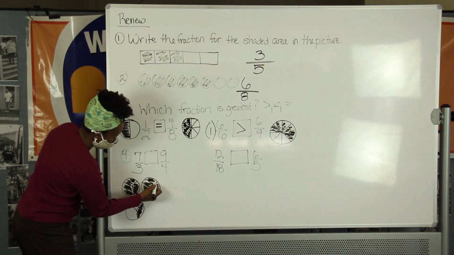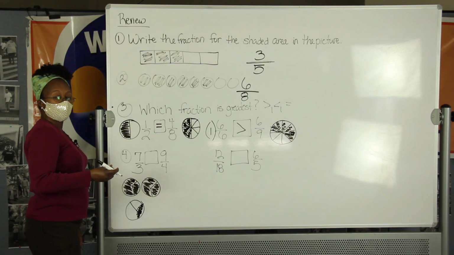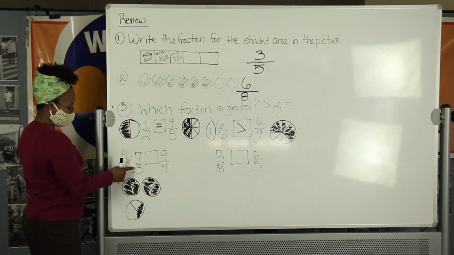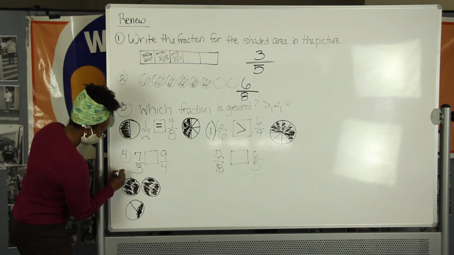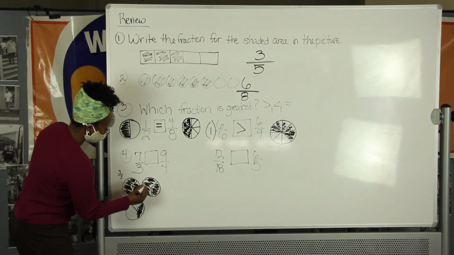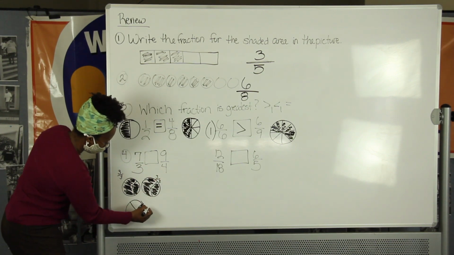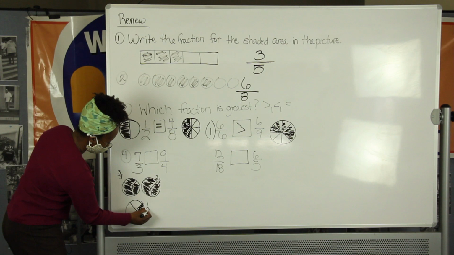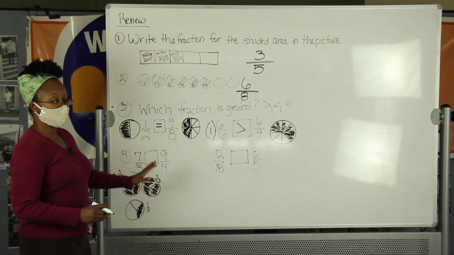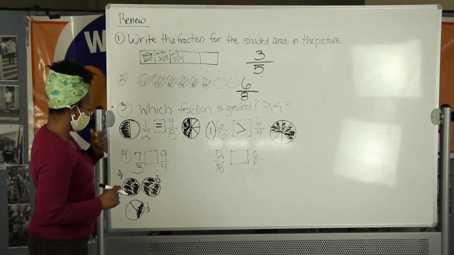Because remember, a whole means that you have to have the same number at the top and the bottom. And so one whole here is 3/3. This one is 3/3. And this one right now is 1/3. Just remember that, because we're going to get more into that.